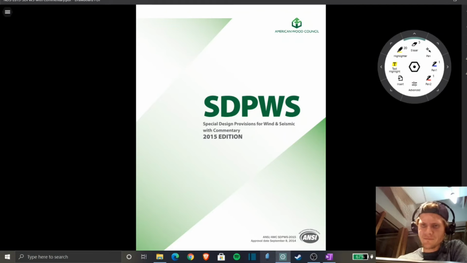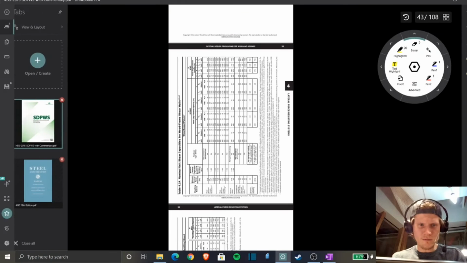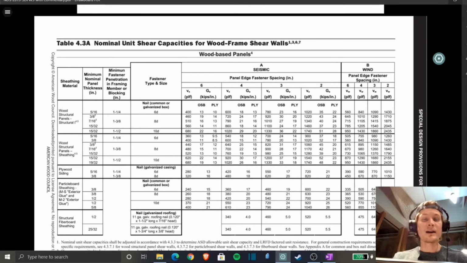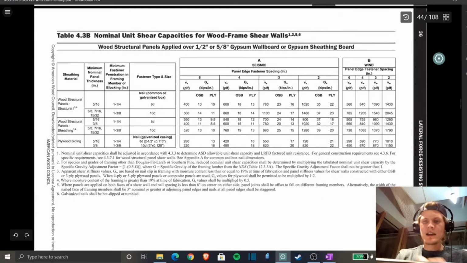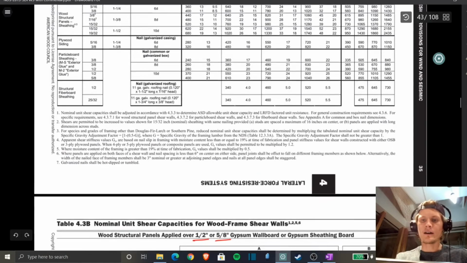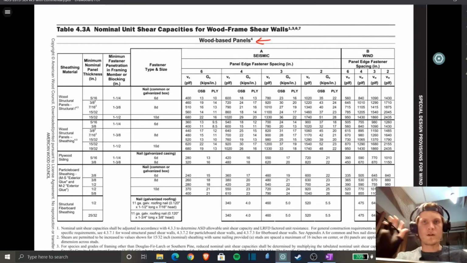All right, here we go. So we need to go to shear wall or structural panels, and let's head there now. How do you rotate this? So here we are, table 4.3A, nominal unit shear capacities for wood-frame shear walls. This is wood-based panels, so that's what we want. There's a few others, so if we go down to the next page, it looks identical, only they say wood structural panels applied over 1/2" or 5/8" gypsum wallboard or gypsum sheathing board, so that's a little different. But we don't have that. We just have the sheathings going right up against the studs, being nailed directly to the studs.